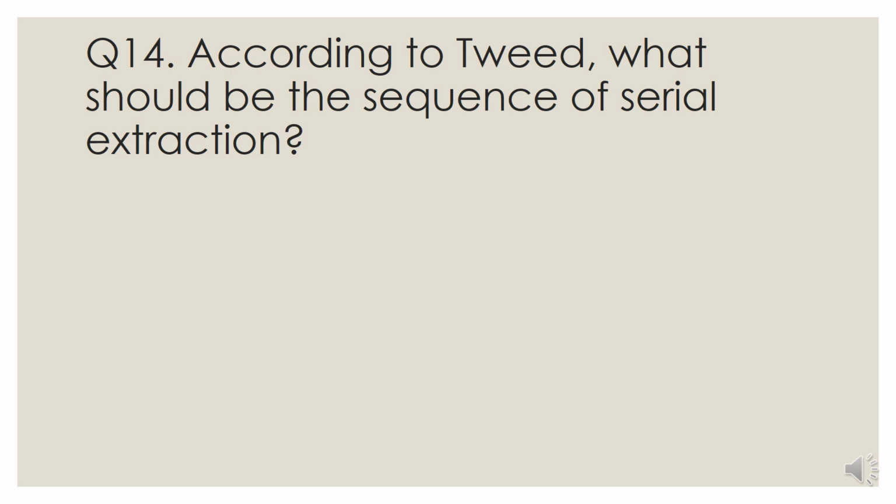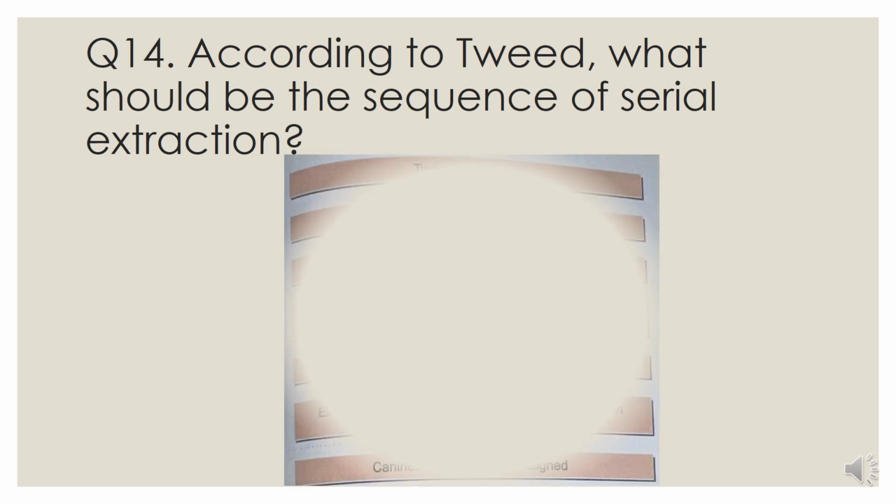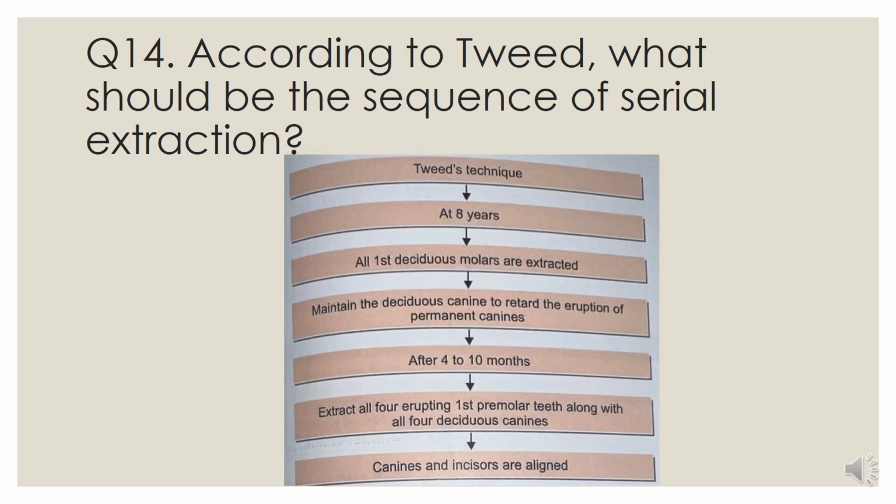According to Tweed, what should be the sequence of serial extraction? So first at 8 years, all first deciduous molars are extracted. Maintain the deciduous canine to retard the eruption of permanent canines. Then after 4 to 10 months, extract all 4 erupting first premolar teeth along with all 4 deciduous canines. And so canines and incisors will be aligned. So the sequence is D4C.